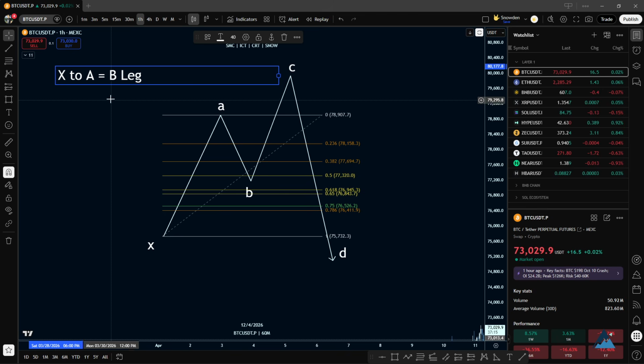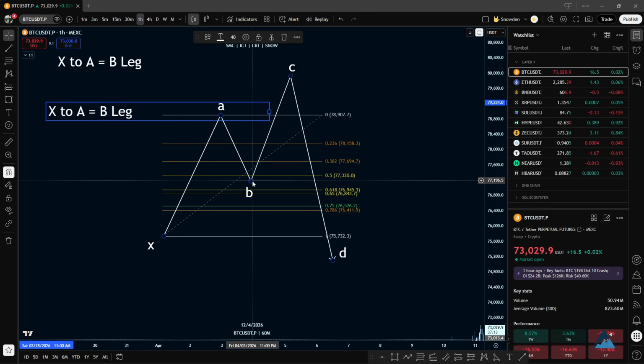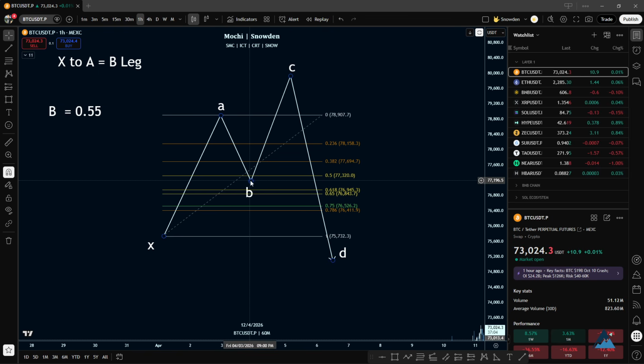Saan tumama si B? So, record natin ha. Saan tumama si B? Tumama si B dito banda. So, B leg is nasa bandang 0.55 something. Hindi ko alam yung exact, but yeah. But, ano na lang, kumbaga, bawa natin siya ng parang, ano lang, basic concept, no?